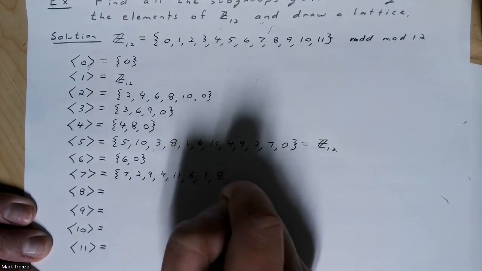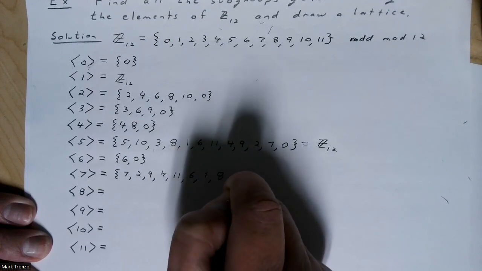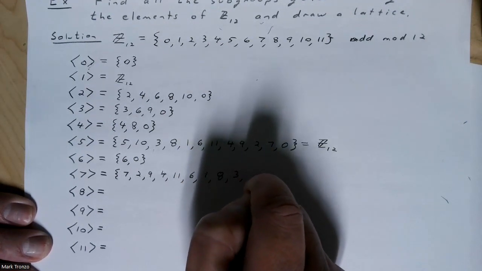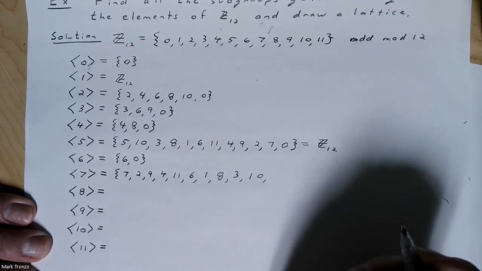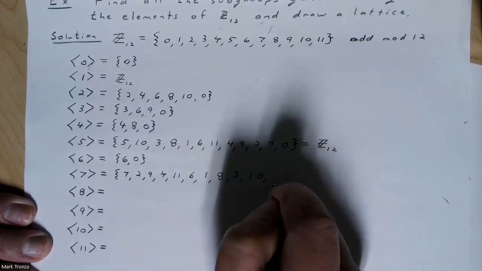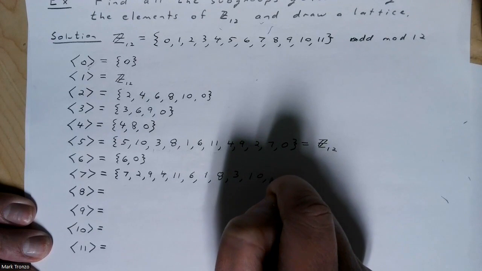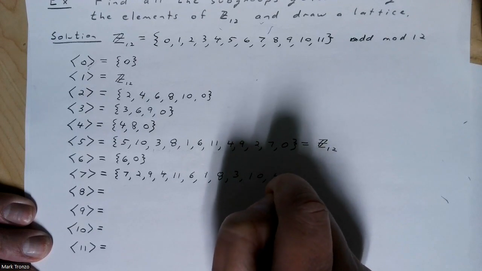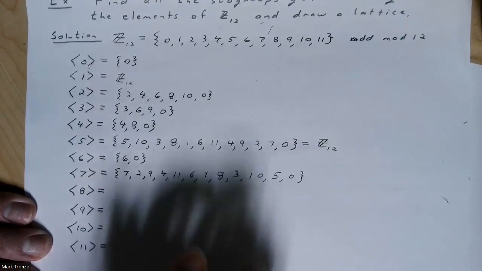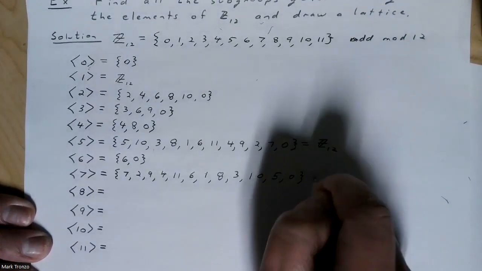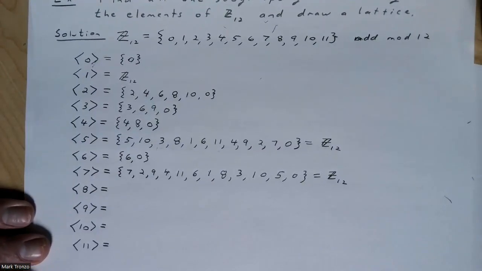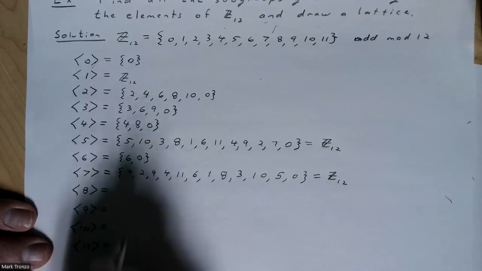1 plus 7 is 8. And then 8 plus 7 is 15. 15 mod 12 is 3. Plus 7 is 10. 7 plus 10 is 17, which is going to be 5 mod 12. Then finally, 5 plus 7 is 0. So we're back to the beginning. Notice once again, we got all the elements in the set. So this is also Z12.